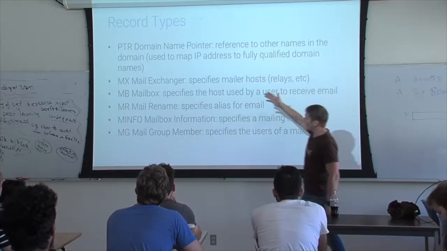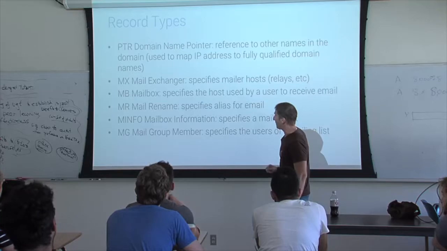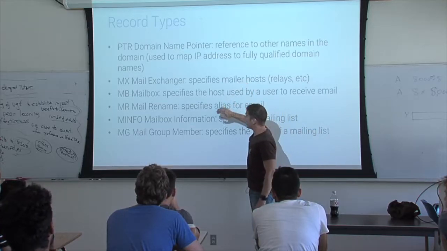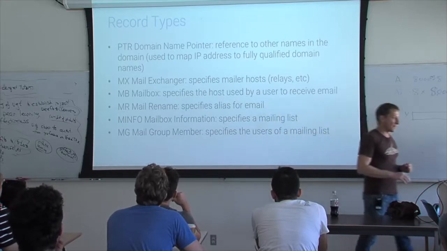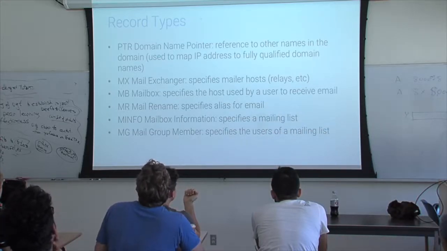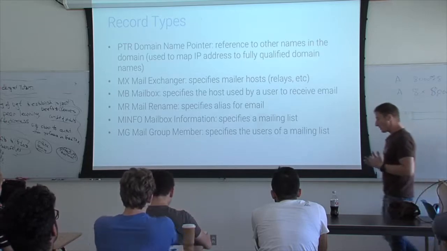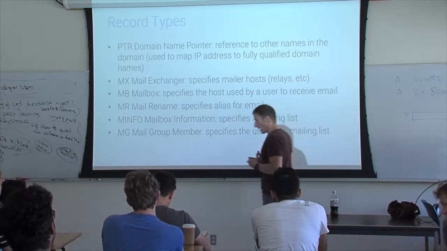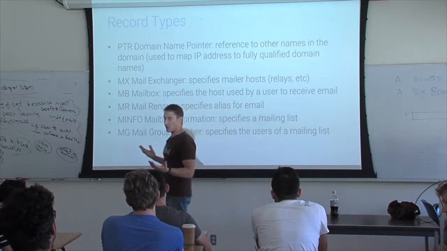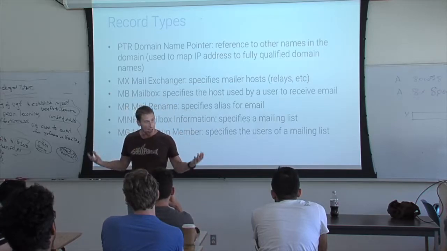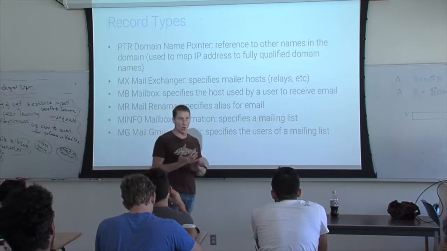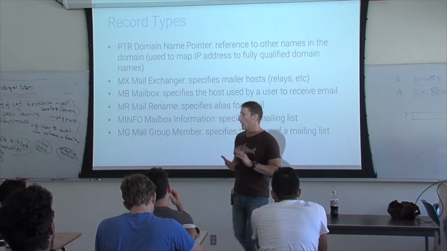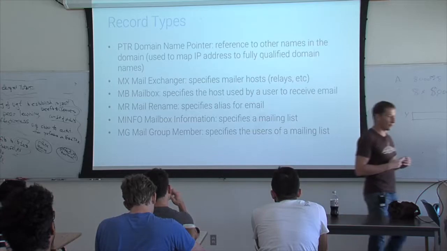Other examples are pointer records that are used to map IP addresses. We talked about MX, mailboxes, mail rename. They're all these different pieces of information. And you can see that the DNS fundamentally is used as an information exchange system. It's just a queryable hierarchical infrastructure that is used to store all sorts of information: host information, mail information, IP address and domain, and so forth.